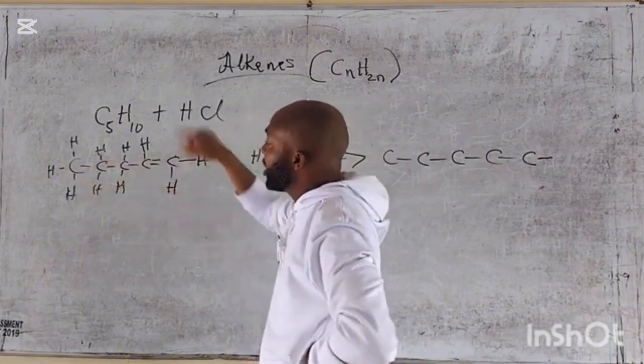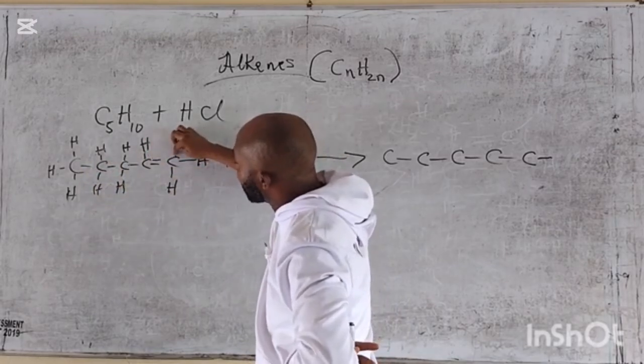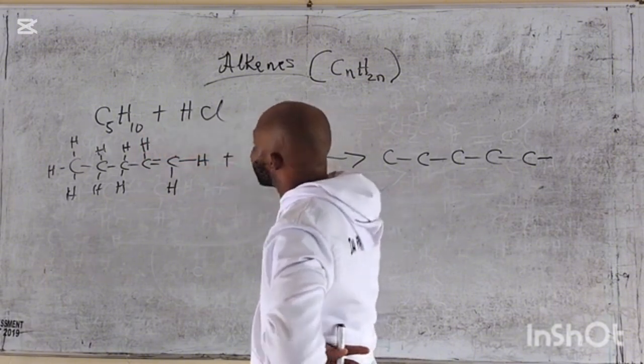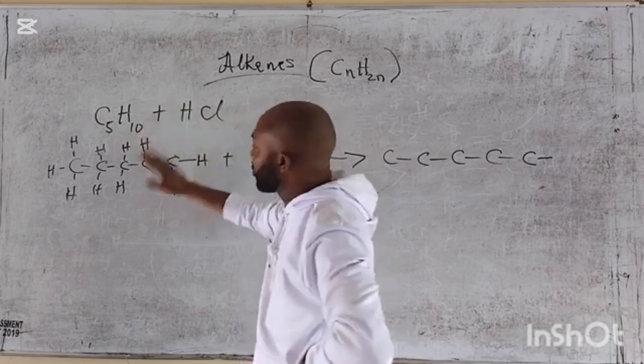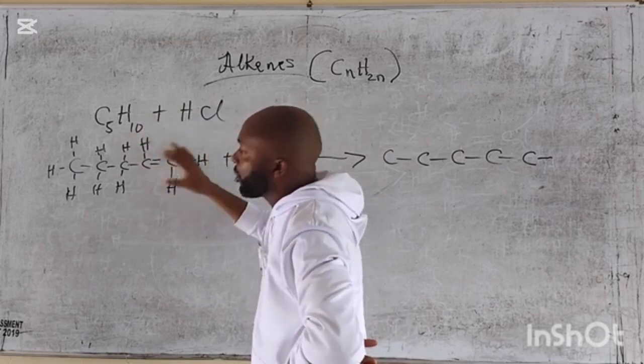Why? Because the reaction is taking place in breaking this bond, so it can either come here to make it negative or here to be negative. So if in the course of bringing your chlorine you put it anywhere else, you're wrong. It must be this carbon or this carbon, the carbons that have the double bond.